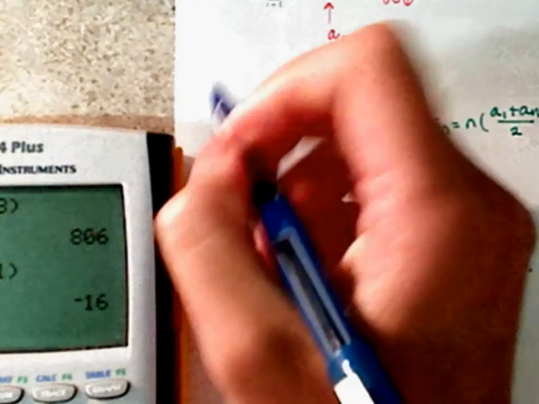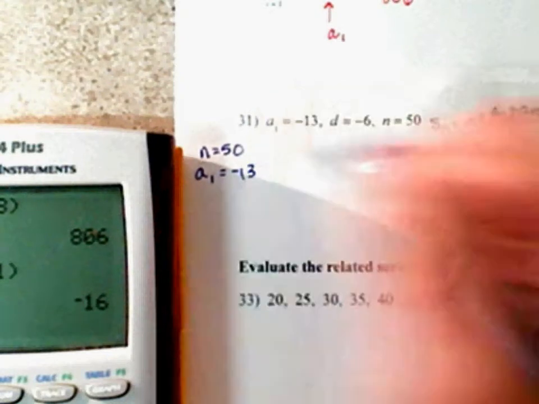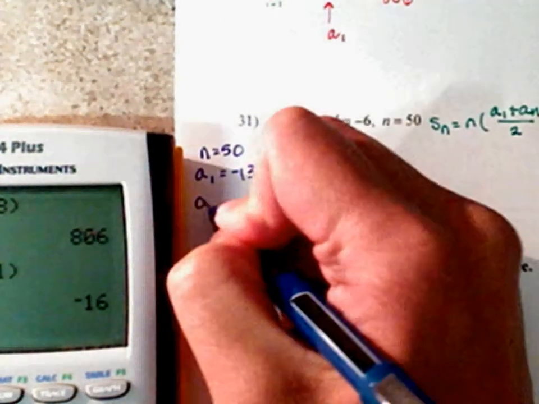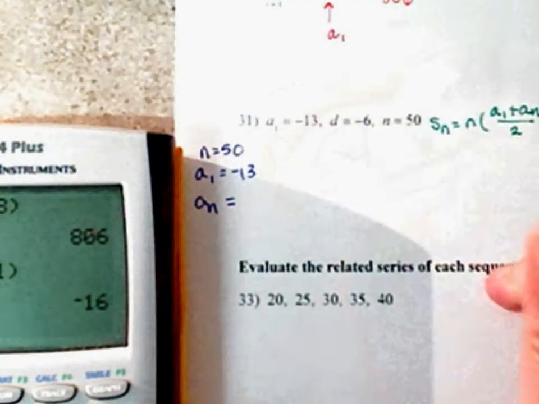So let's see what we know. We know n is 50. First term is negative 13. Okay? But you don't know what a of n is. So that you are going to have to find. So how would you go about finding a of n?